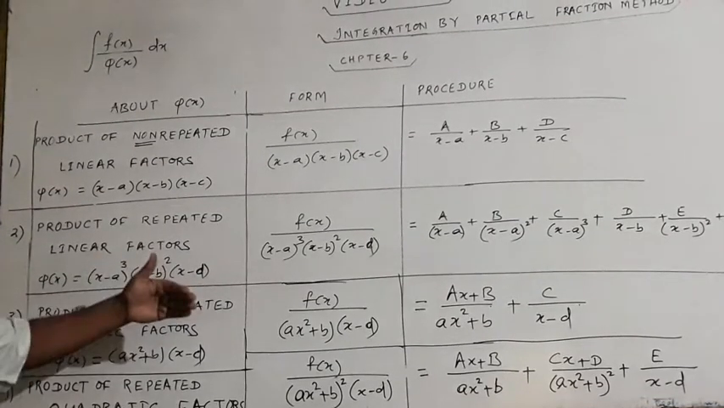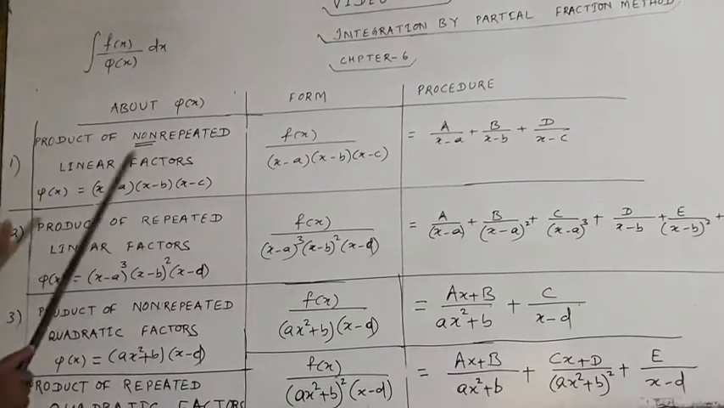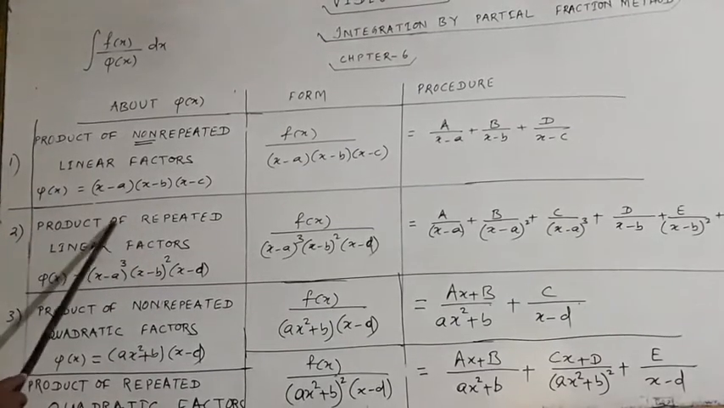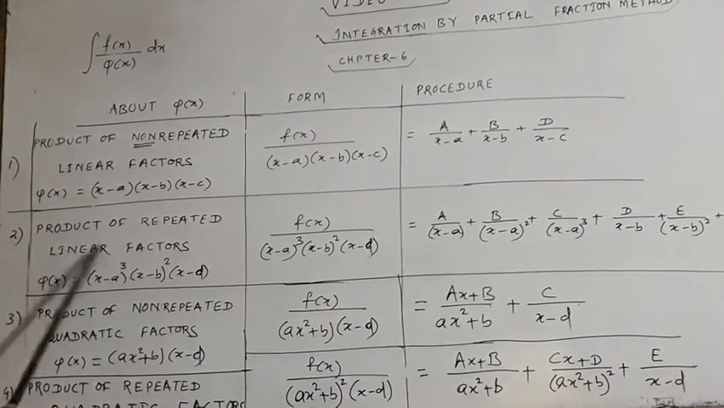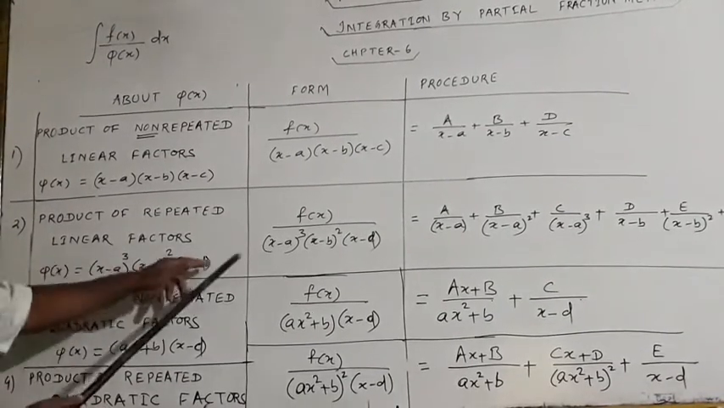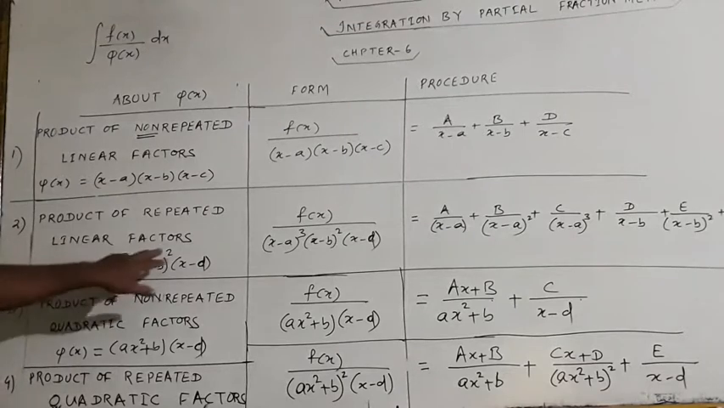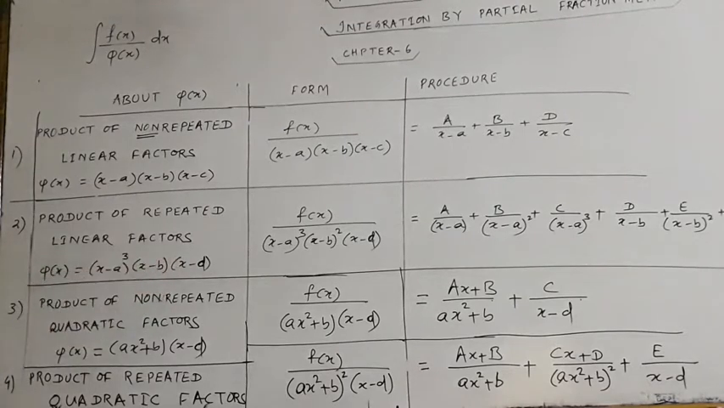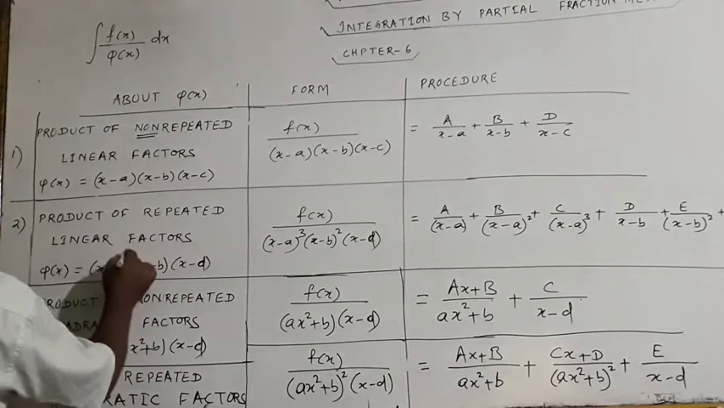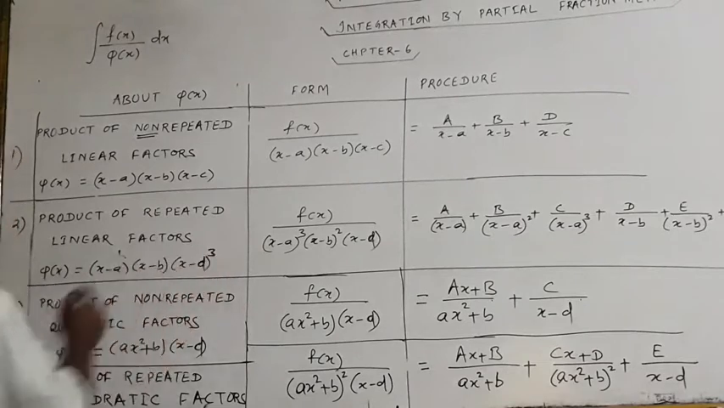More than one time power is called the repetition. So product of repeated linear factors. Okay. You should not think that each term will be repeated. Some terms of it must be in the repeated form. If you take this, it is also called repeated. If you take this and this, it is also called repeated.